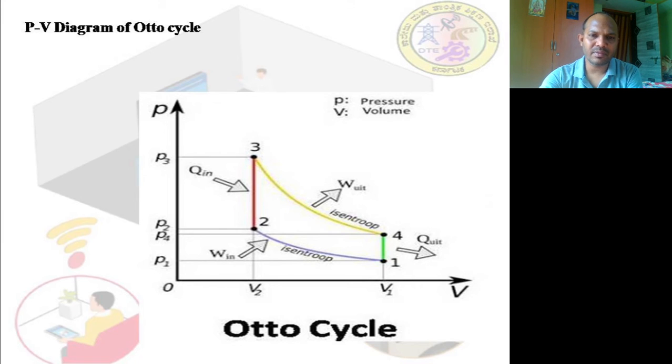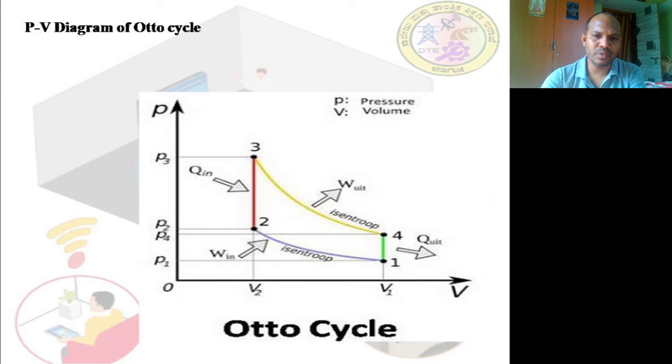Now what happens? We will supply the work. That is why we have given it as W-in. For compressing, we need to supply the work. So the petrol and air mixture will be compressed. As I have already told you, whenever we compress certain things, what happens to the pressure? It increases. Now can you see this? Pressure has been increased. Is it clear?